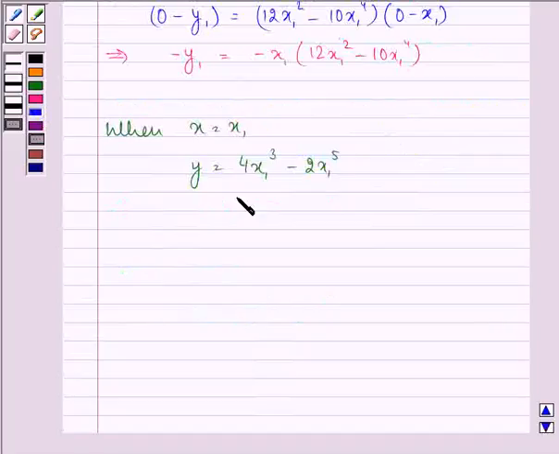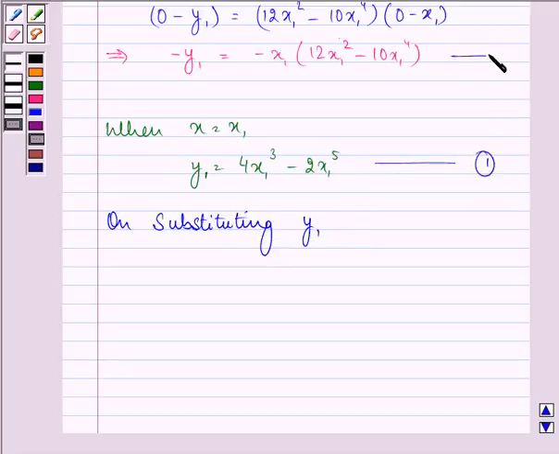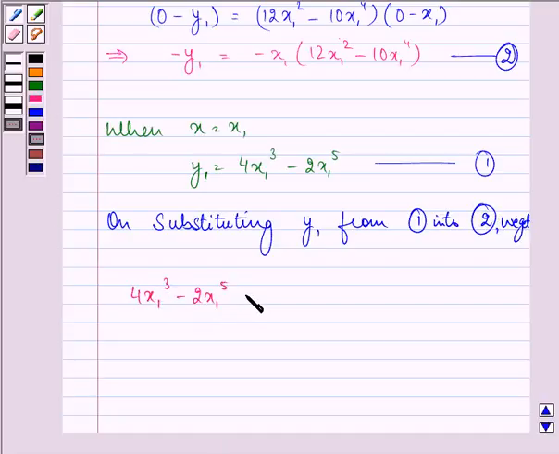So, on substituting y1, let this equation be 1, let this equation be 2. From 1 into 2, we get 4x1³ − 2x1⁵ equal to, on opening the brackets, 12x1³ − 10x1⁵. On simplifying, we have 16x1³ − 12x1⁵ = 0.